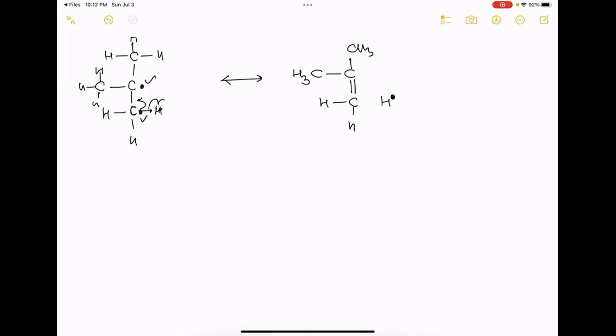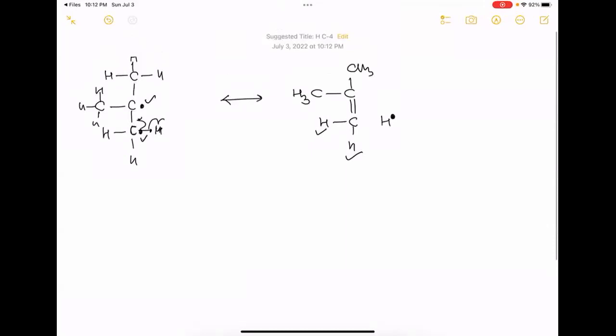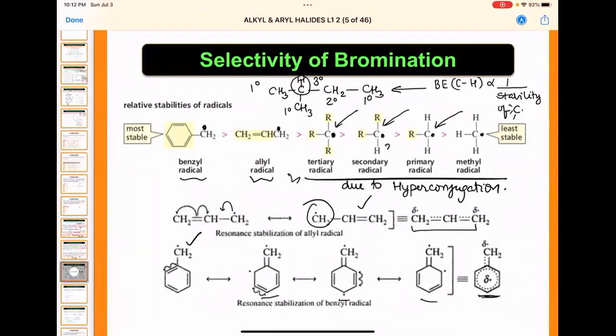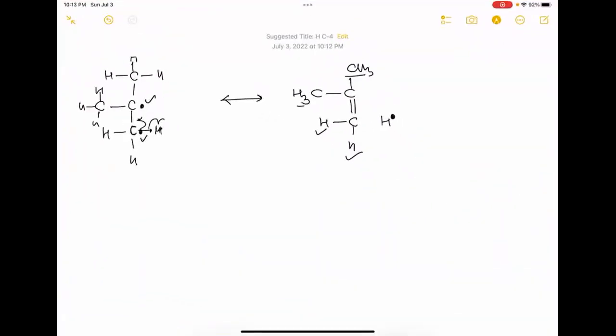Now the radical character has come on hydrogen. Similarly, it can come here, it can come here, it can come on these 6 hydrogens also. So these are alpha hydrogens, right? Alpha hydrogens, and they are responsible for hyperconjugation.